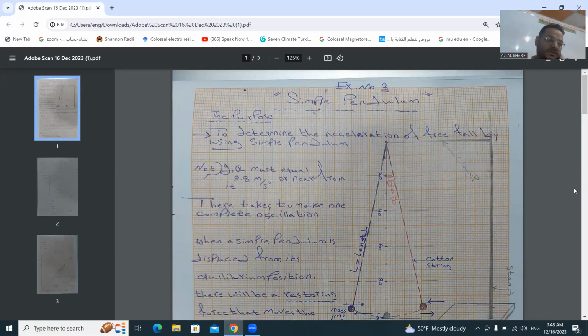Good afternoon, guys. Today we'll try to calculate the value of acceleration, but experimentally. Everyone knows the acceleration equals 9.8 meters divided by second squared. But today we'll try to prove whether this result is right or not.